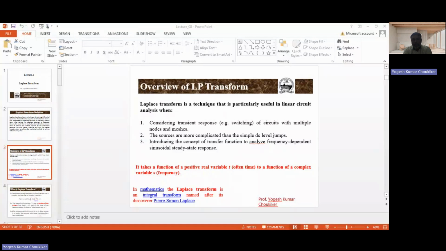Likewise, the Laplace inverse of 6 by s square plus whole square is 3 sine 2t. Next, for example, you can take this example.